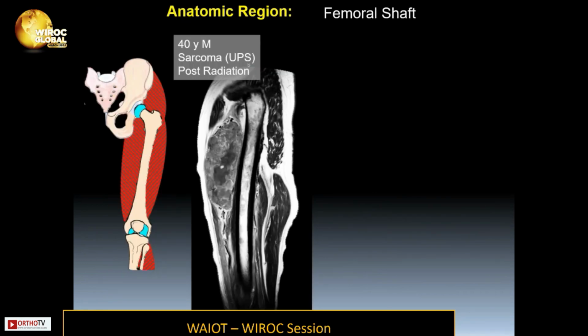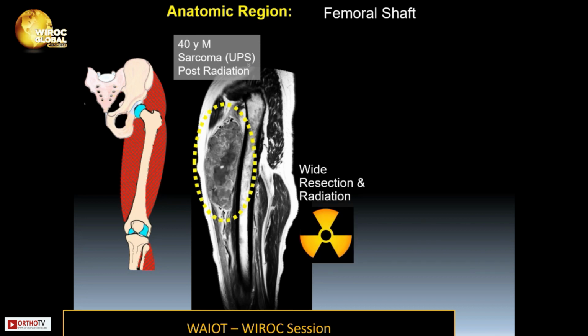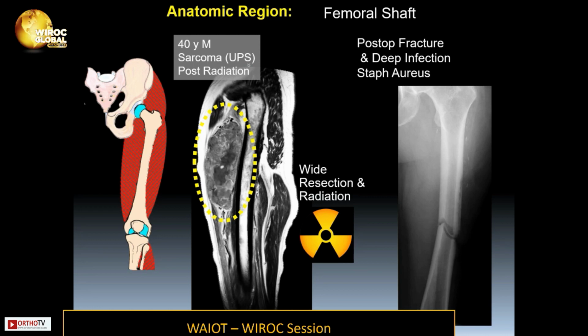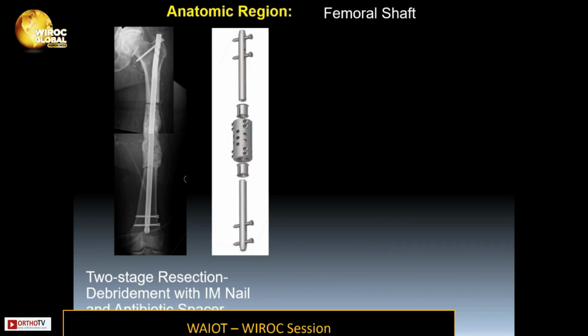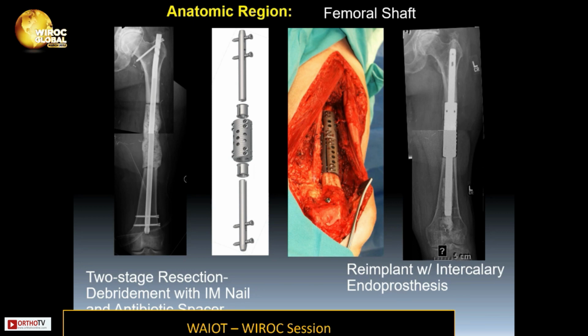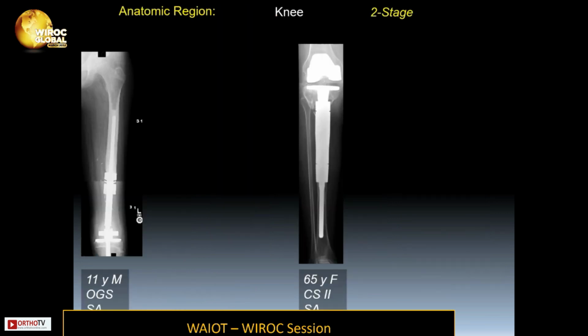Here's an example of a femoral shaft lesion in a 4-year-old patient with an undifferentiated pleomorphic sarcoma post-radiation that had a fracture and a deep infection with Staph aureus. This was treated with a 2-stage resection debridement with IM nail and antibiotic spacer, followed by reimplantation with an intercalary endoprosthetic. Here are 2 cases, one distal femur, 11-year-old osteogenic sarcoma with Staph aureus, and a 65-year-old female with a grade 2 chondrosarcoma, Staph aureus.